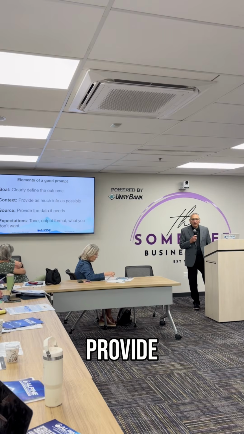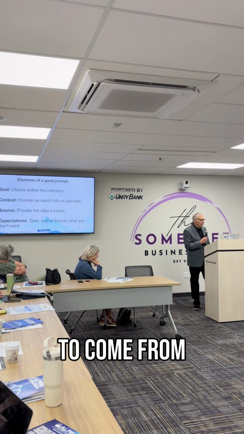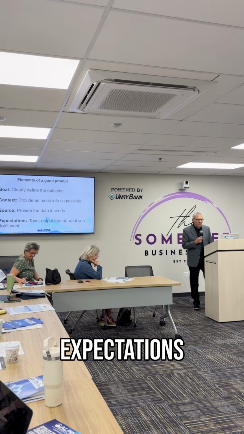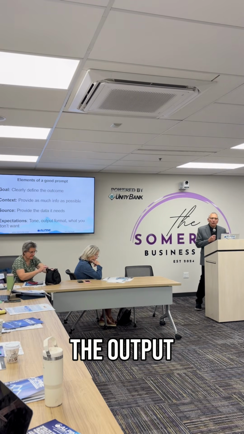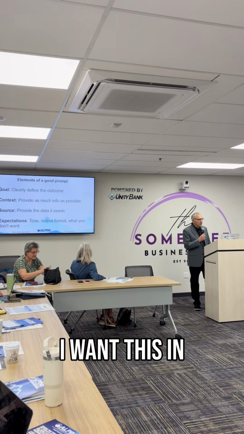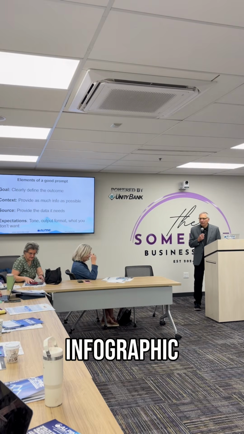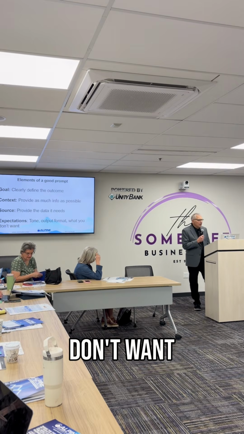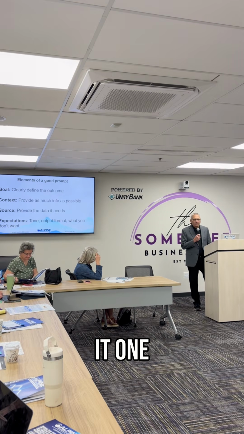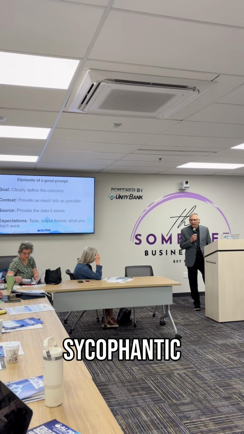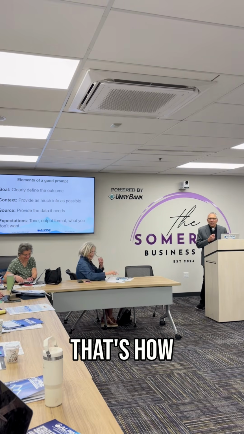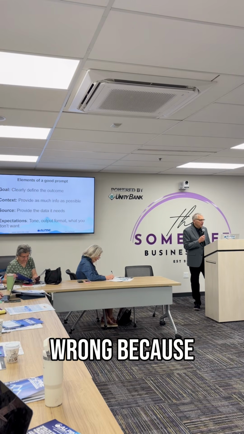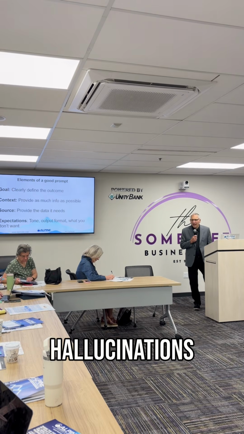And then you provide the source of where you want the data to come from that it's going to act upon. And then you can give expectations as to the tone, the output format. I want this in an Excel spreadsheet, I want this in a table, I want a PDF, I want an infographic. And also, you should include what you don't want. Because if you're very explicit with it, one of the things about these models is they're sycophantic. That's how you have to kind of talk to it. And when it's wrong, you tell it it's wrong, because it has hallucinations from time to time.